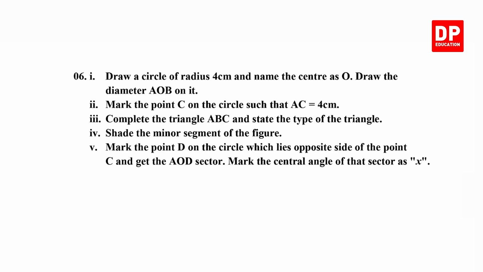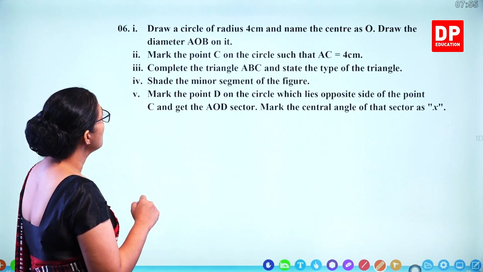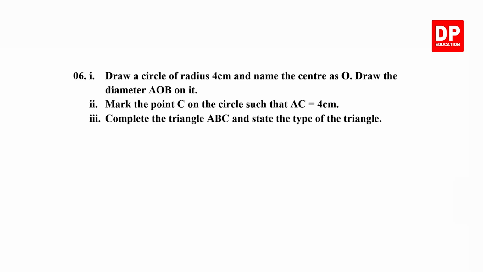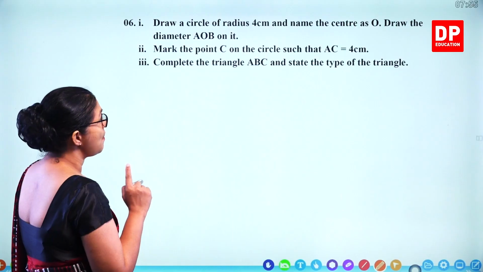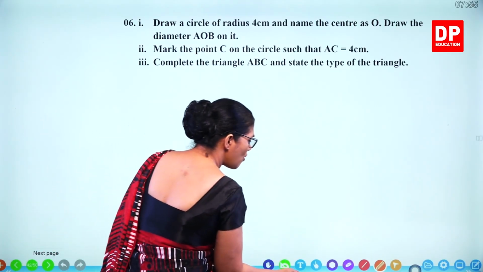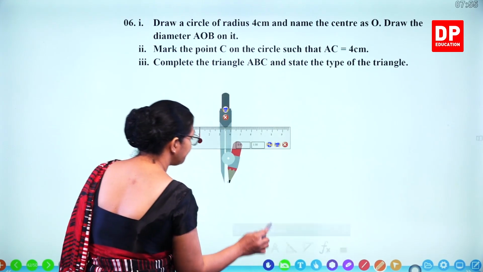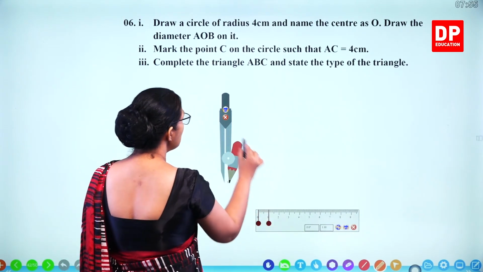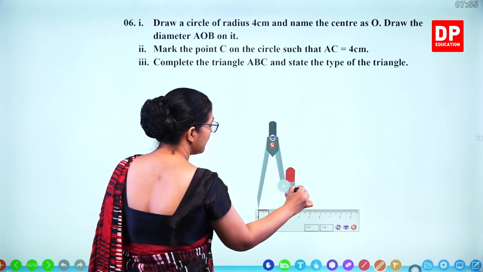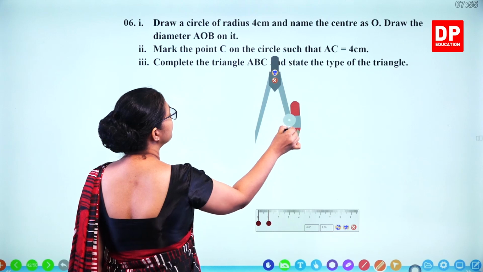Let's take question number 6. So you have to construct a diagram. So you can take the compass and the ruler for that. Draw a circle of radius 4 centimeters and name the center as O. Draw the diameter AOB on it. So you have to draw the circle. Take the compass and the ruler. Radius is 4 centimeters. So you take 4 centimeter length and draw a circle.